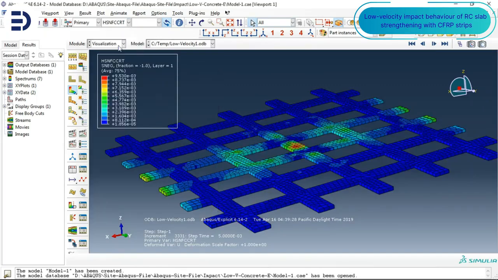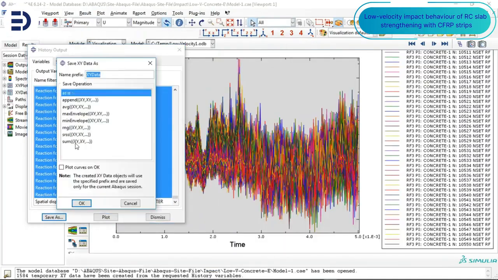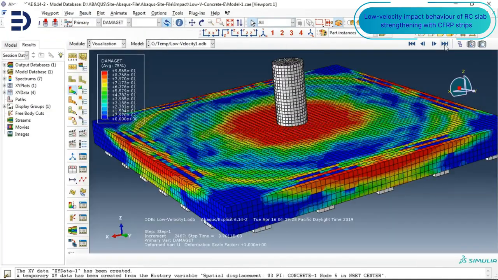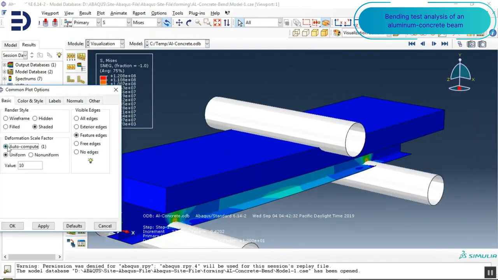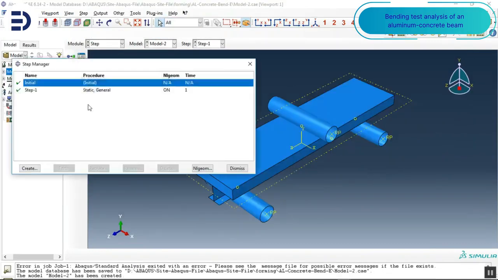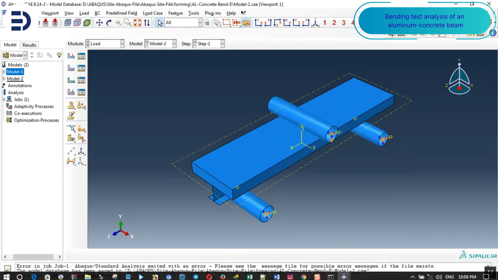Through FEA simulation, engineers can obtain detailed results such as load-deflection curves and crack patterns, stress and strain distributions across slab depth, failure modes including punching shear and flexural cracking, and the effectiveness of reinforcement layouts and material improvements.